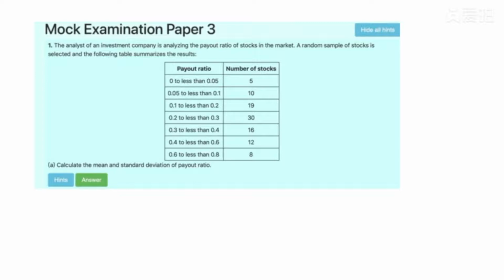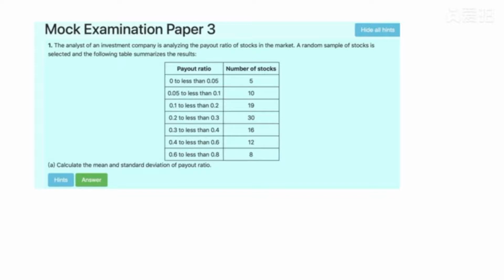Today we are going to deal with question 1A from mock examination paper 3. First of all, let's check out the question together. An analyst of an investment company is analyzing the payout ratio of stocks in the market. A random sample of stocks is selected, and the following table summarizes the results.